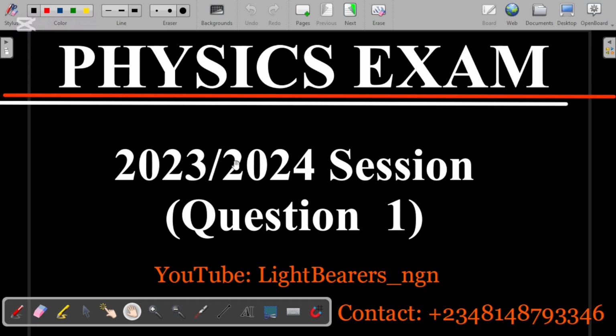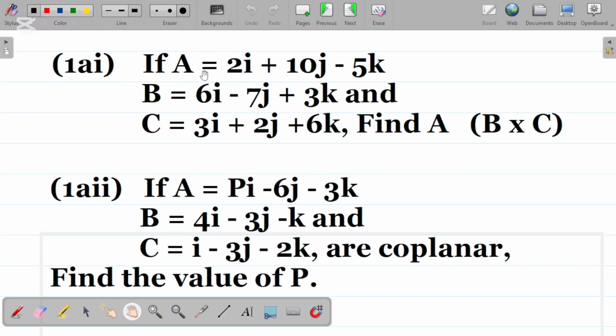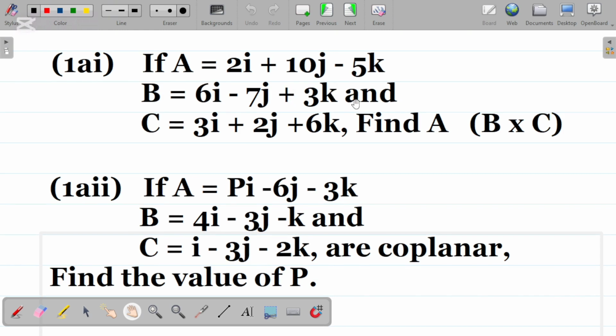This is a 2023/2024 physics exam question. If A is equal to 2i plus 10j minus 5k, and B is equal to 6i minus 7j plus 3k, and C is equal to 3i plus 2j plus 6k, find A dot B cross C. This is a question on scalar triple product.